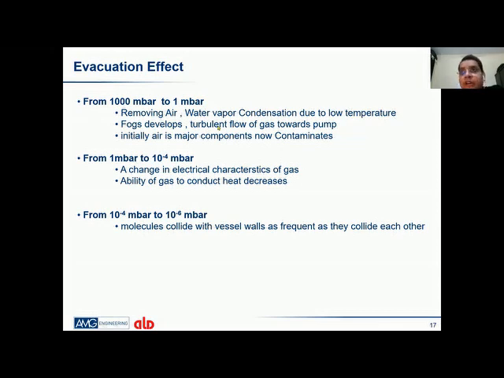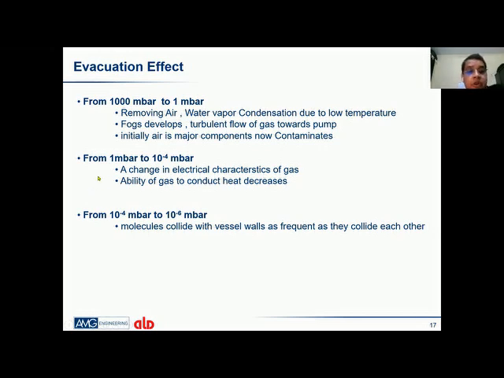Then fog develops because of the low temperature, and the gas flows out of the chamber to the vacuum pump, and you will see a turbulent flow inside the vacuum chamber. Initially at atmosphere level, at 1000 millibar, it is only the air which is the major component. The particle contamination from the parts, from the vessel, and from the inside hot zone is not so significant. There is contamination, but it is not playing such an important role. But when we go to a lower vacuum, once the air has been removed, all this contamination starts playing a very big role in developing the vacuum level.